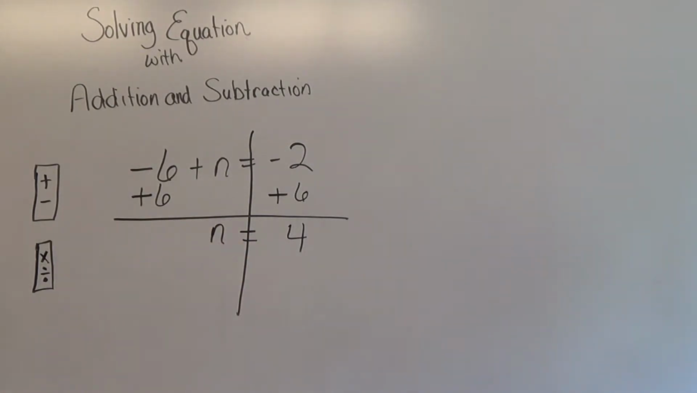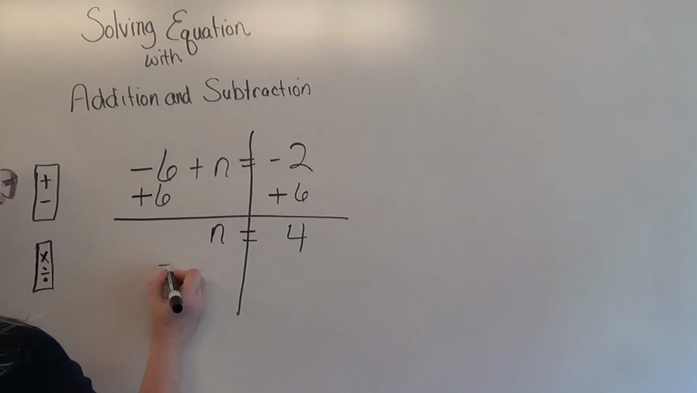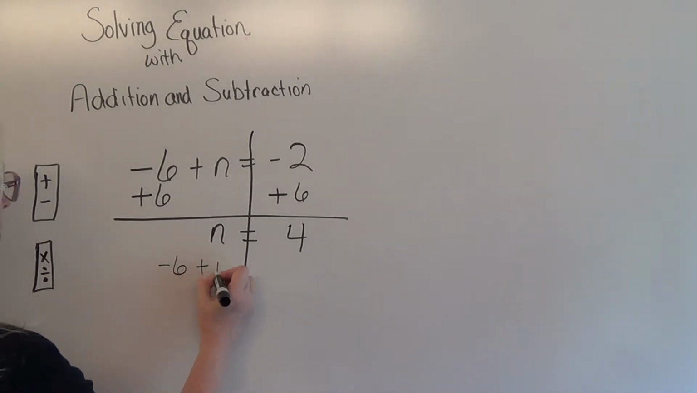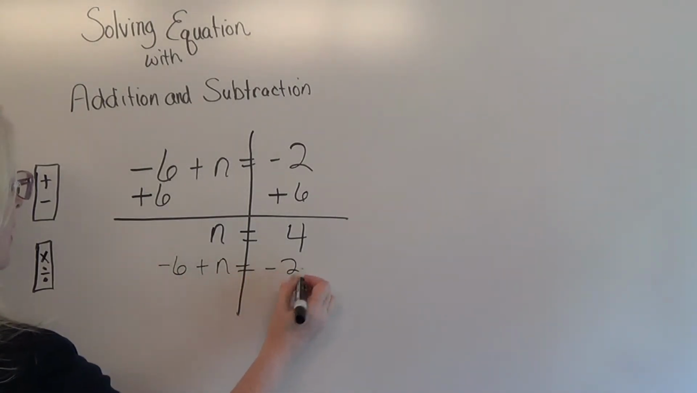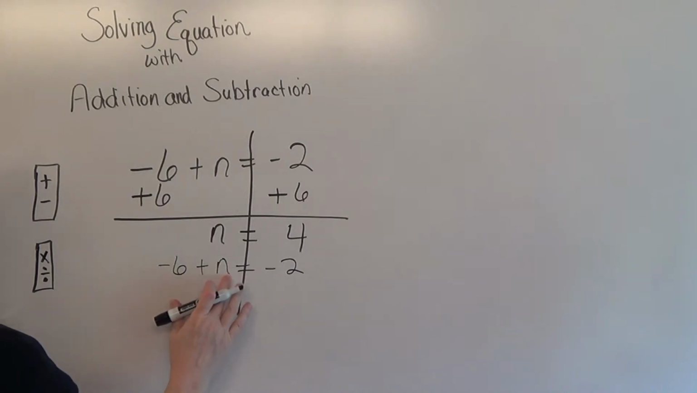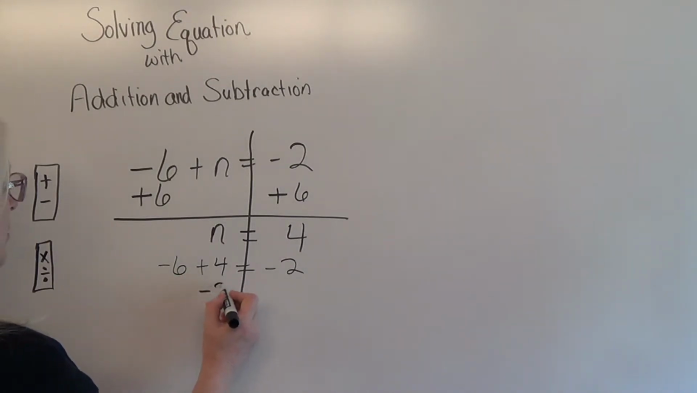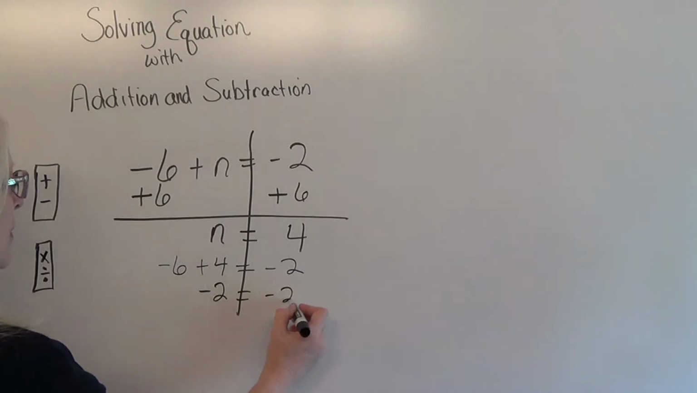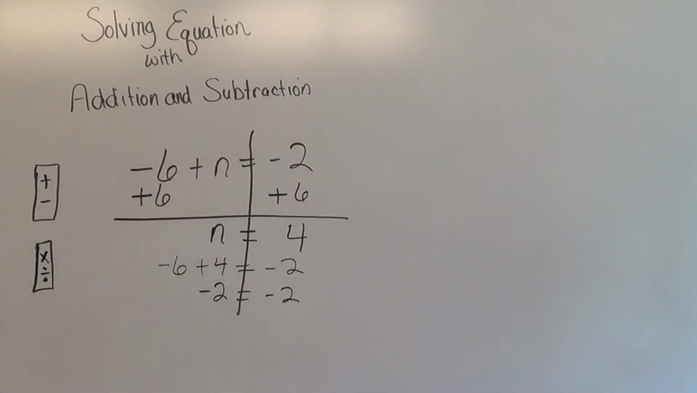And then you can check that again. We can write the equation, the original. And then now we're going to plug in 4 for n. So if I erase n and put the 4 in that we got in our answer, negative 6 plus 4 equals negative 2. And yes, those check and equal each other on both sides.